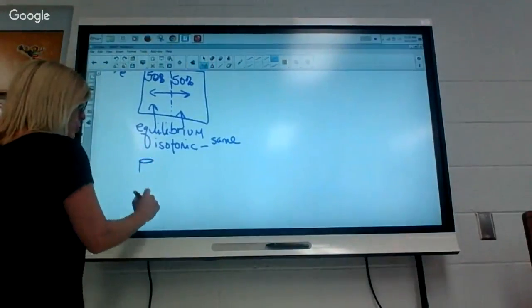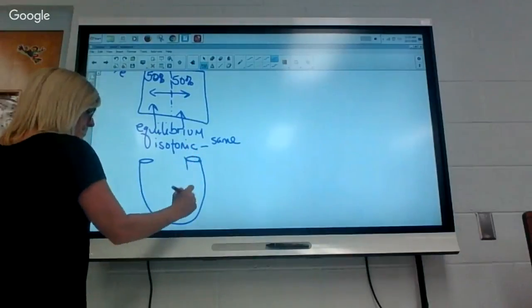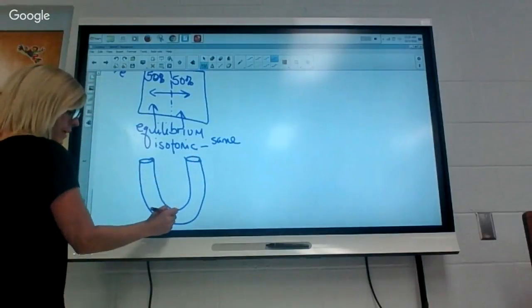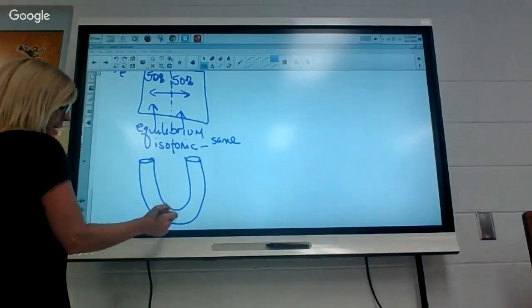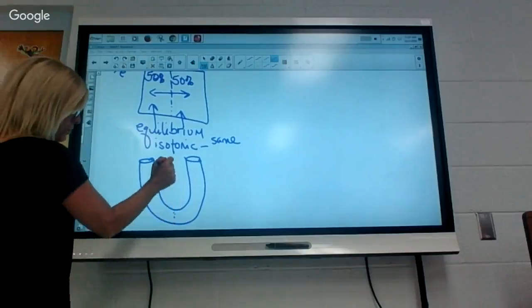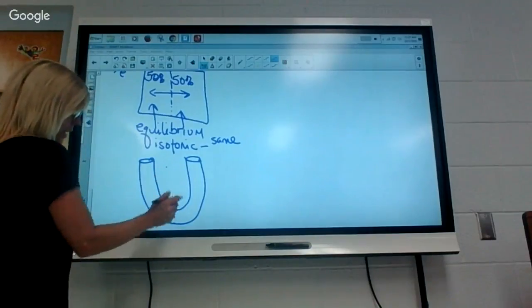All right, we're going to take a tube and we're going to bend it. We're going to put a membrane right in the center. It kind of does look like that. This is actually this little tube. Anyway, that's a membrane.